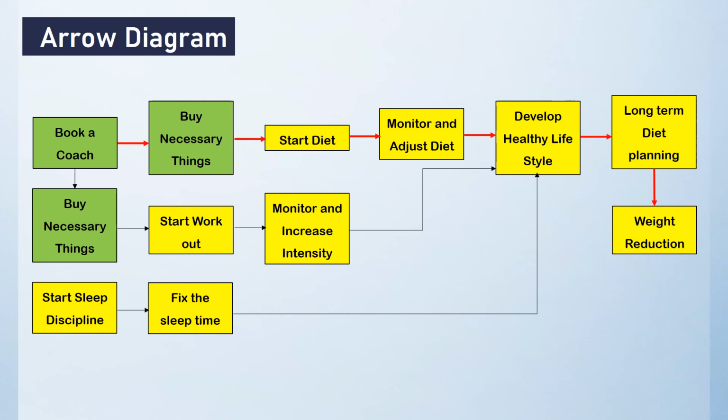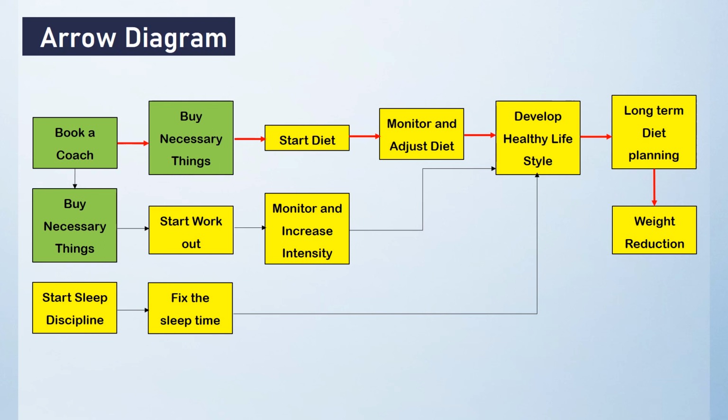There are 3 things we have seen: diet, workout, and sleep. The first one is the diet point of view: book a coach, buy necessary things, start dieting, monitor and adjust the diet, develop a healthy lifestyle, long-term diet planning, and yield to weight reduction. In the same way, start sleep discipline, fix the sleep time, develop a healthy lifestyle and long-term planning, and weight reduction. This is the simple project flow of the weight reduction program.